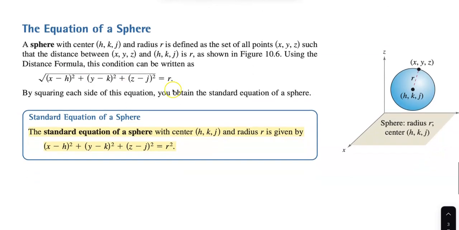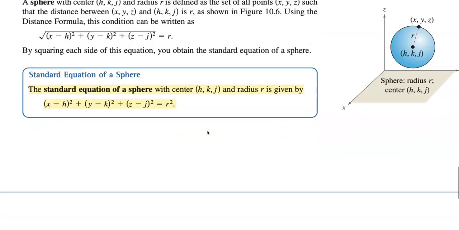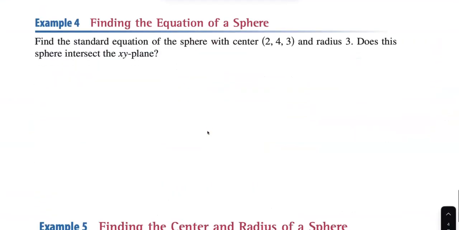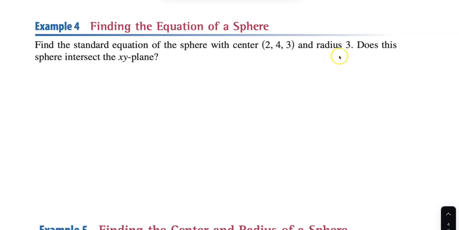So remember, a sphere is 3D. Well, it's pretty much the equation of a circle, just we add the third component. So it's h, k, and j now. Just like a circle, we just have that new component added. So let's do this. Find the standard equation of a sphere with the center of that and a radius of that. Does this sphere intersect the xy plane?